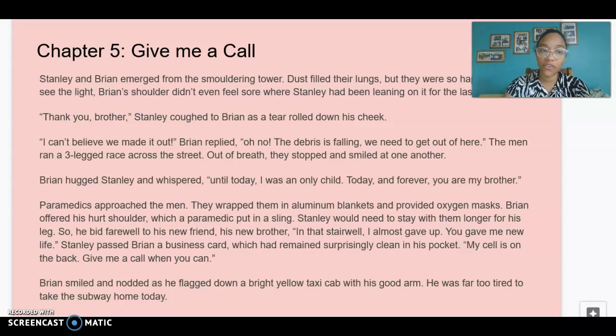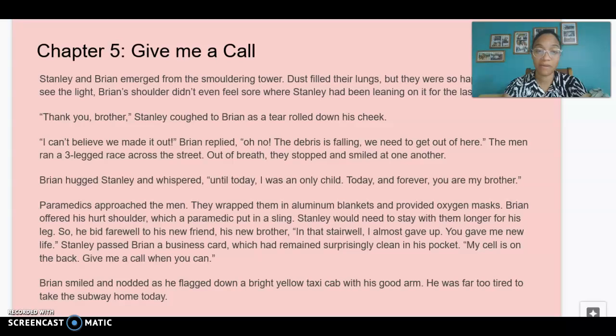"Oh no, the debris is falling. We need to get out of here." The men ran a 3-legged race across the street. Out of breath, they stopped and smiled at one another. Brian hugged Stanley and whispered, "Until today, I was an only child. Today and forever, you are my brother."